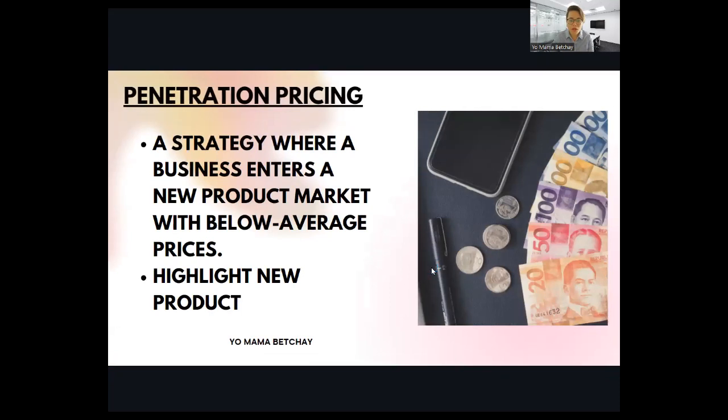So penetration pricing, from the word itself, to penetrate or penetration. By definition, it's a process of making a way through. It's a strategy na kung saan any business owner enters a new product market with below average prices. Businesses also use this strategy when they're highlighting a new product or kung services man ang ino-offer mo.